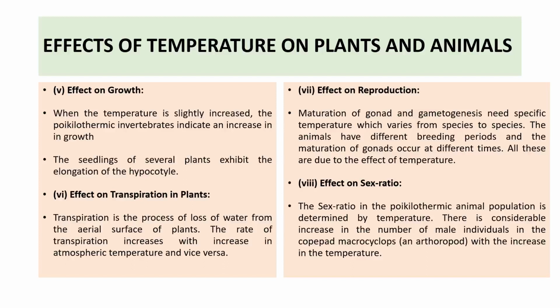Effect on reproduction. Maturation of gonads and gametes requires a particular or specific temperature, which varies from species to species. Animals have different breeding periods and the maturation of the gonads occurs at different times. So temperature influences breeding or reproduction in animals.